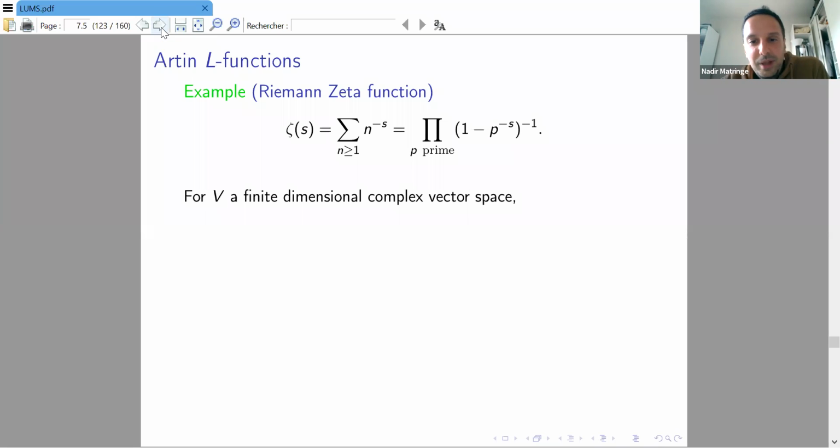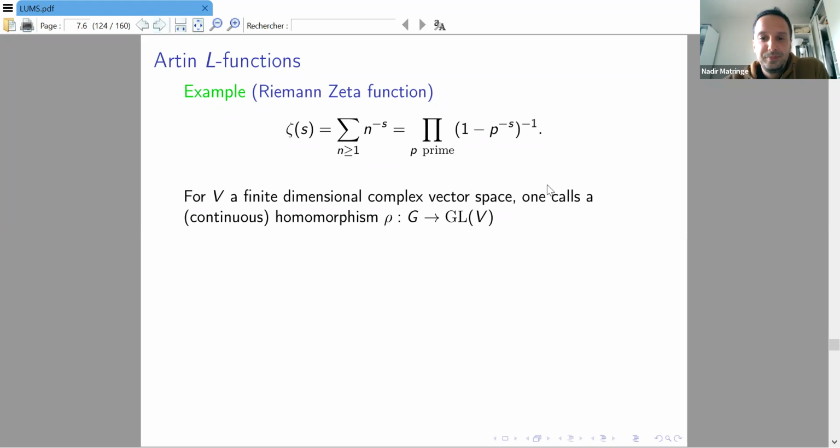And so now I will introduce a bit about representation theory. So you take V a complex vector space of finite dimension. And here G is the absolute Galois group of Q. And you call rho a representation of G on V if rho is a continuous homomorphism from G to GL of V.